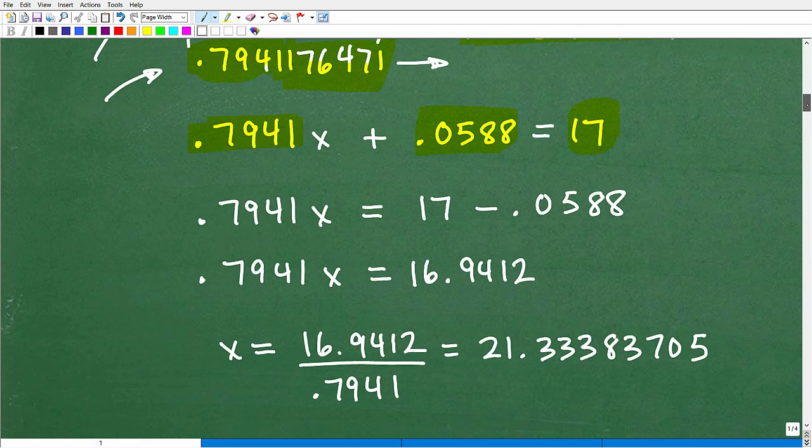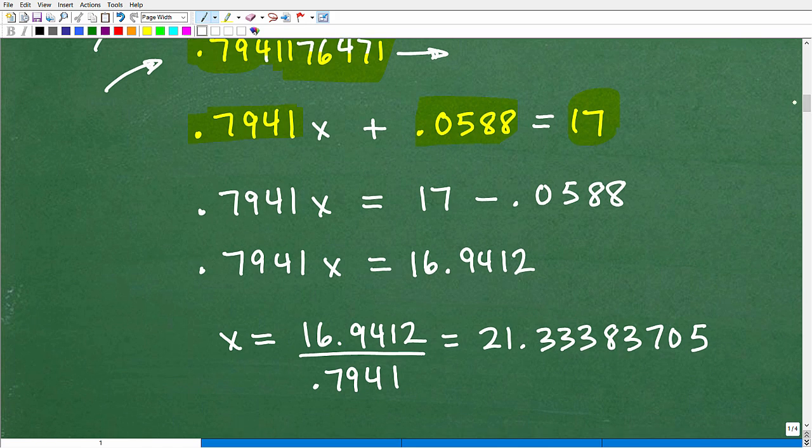So what you do, the basic algebra solving steps. Here you have to subtract 0.0588 from both sides of the equation. So that's going to be 17 minus 0.0588, and then you get this decimal, and you have this decimal over here in front of your x, and so x is going to be equal to 16.9412, and you divide it by 0.7941, and you get this decimal in your calculator.